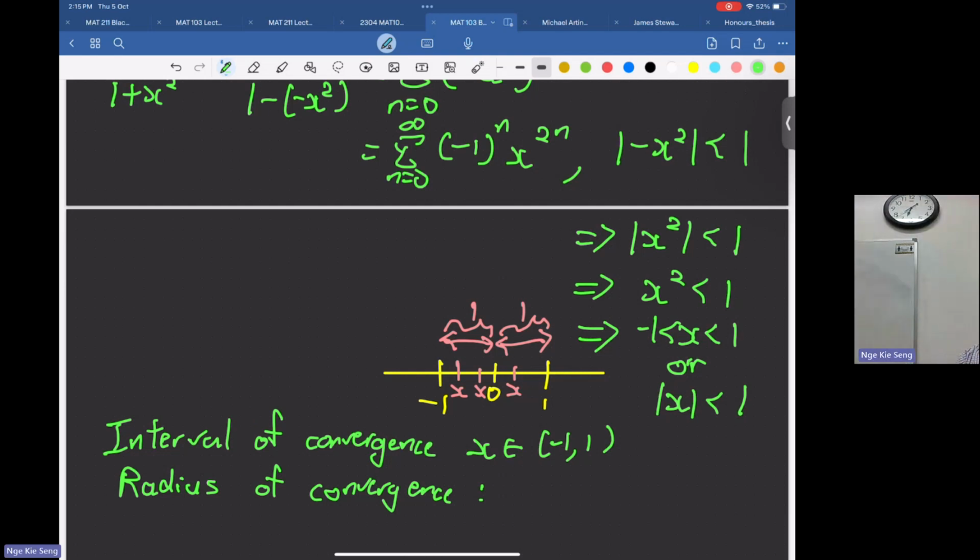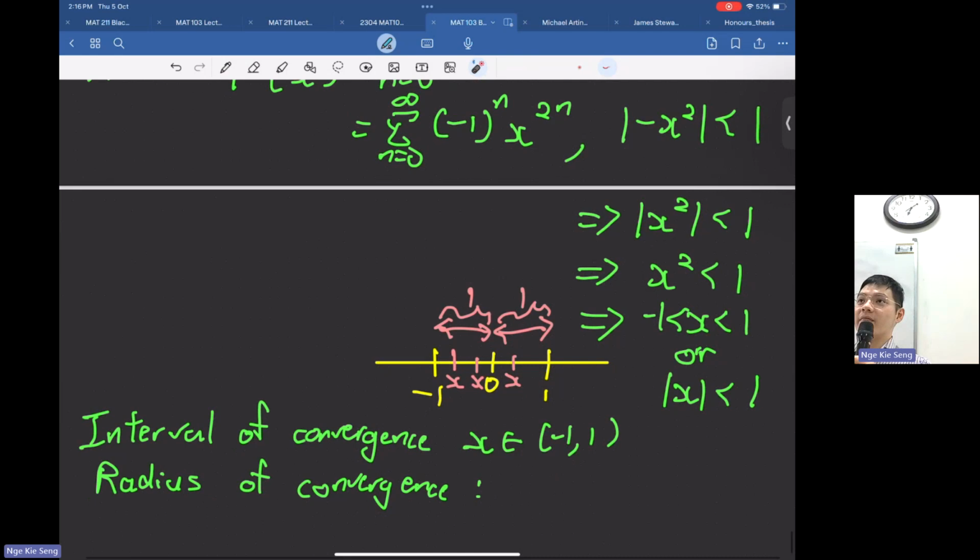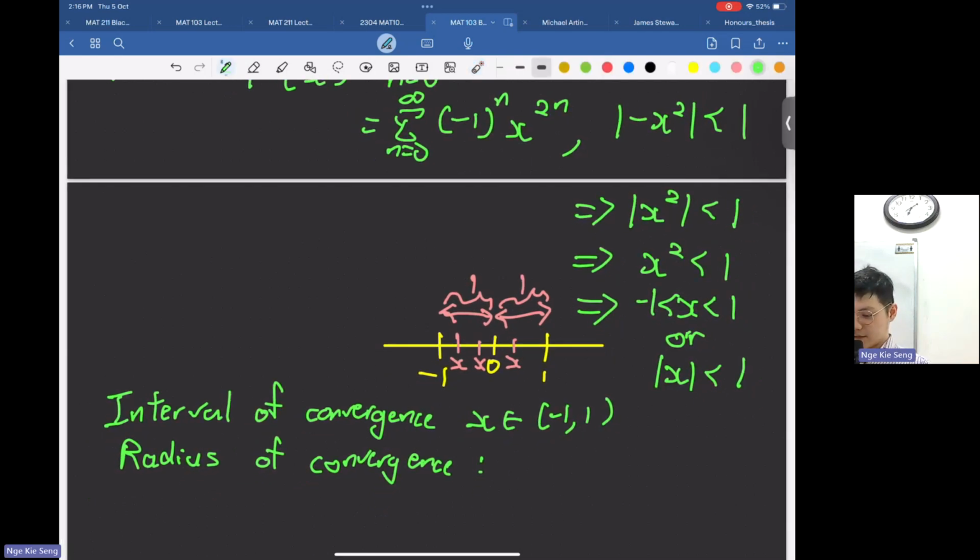Tom. Okay. What's the radius of convergence in this case? Zero? What's the radius of the interval? One. Okay, so the radius of the interval is 1, so we get R equals 1. Okay or not?